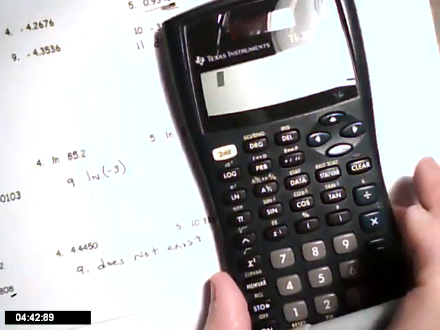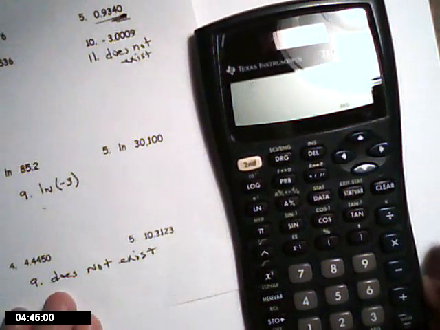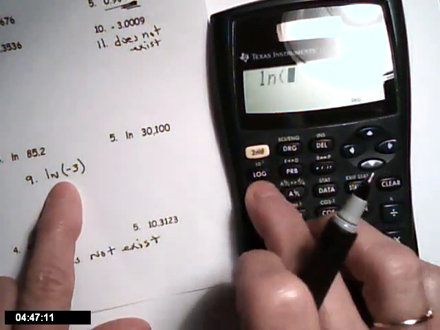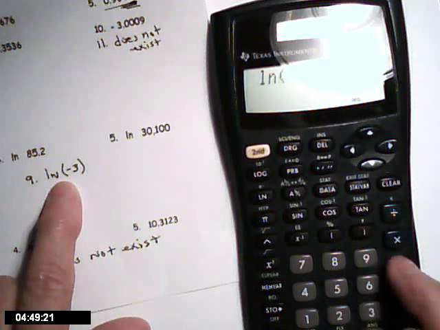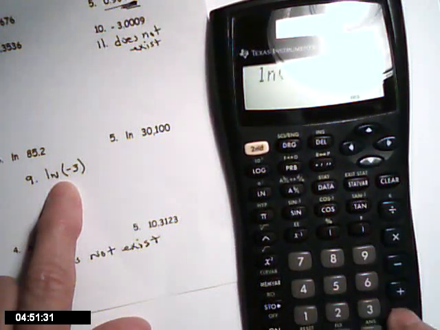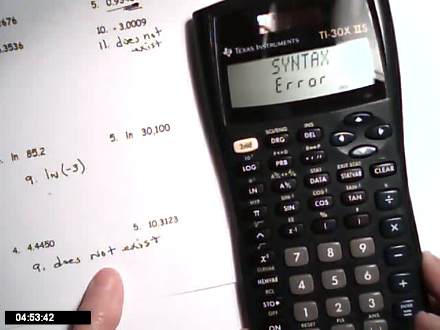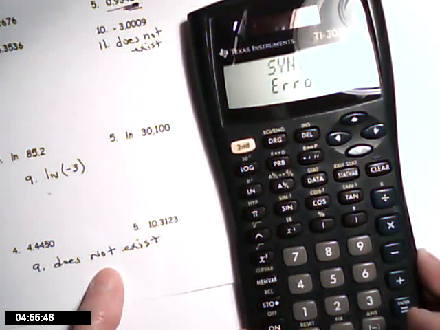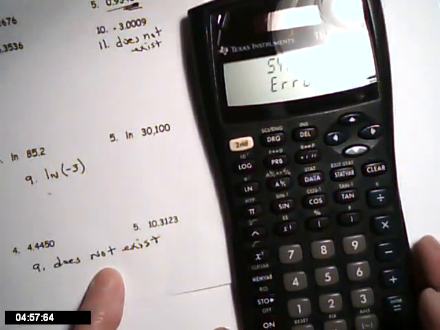Now again, just as in the previous problems, let's look at number 9. ln -3, close parentheses, and you get an error message. You cannot take the log of a negative number.